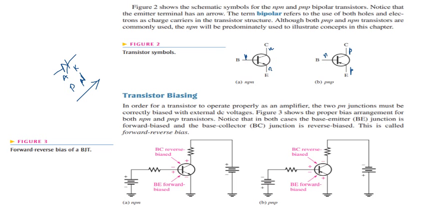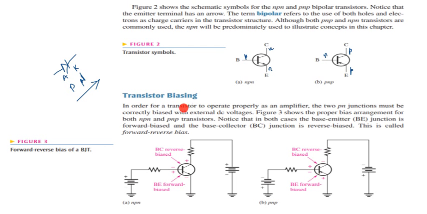Right? The arrow is flowing inwards, emitter is P, base is N, so it's a PNP transistor, right? So this is the symbol for an NPN and PNP transistor. Next thing, we'll be seeing transistor biasing. What is biasing? Biasing is nothing but giving external DC voltage for its operation, right? Any electronic device needs the external voltage for its operation, right? Such applying of external voltage is called biasing.